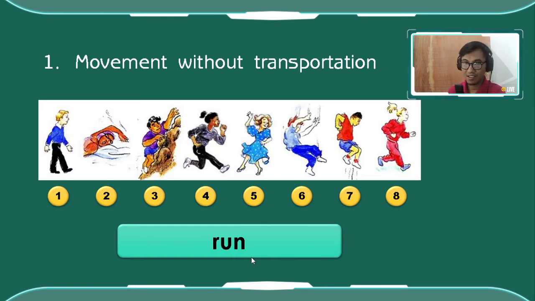Next is run. Run is number 4. Alright. And we have jog. Jog is of course, number 8. Next, fall. Fall is number 6. Okay, and climb. Climb is number 3. Alright, that's all for the movement without transportation.